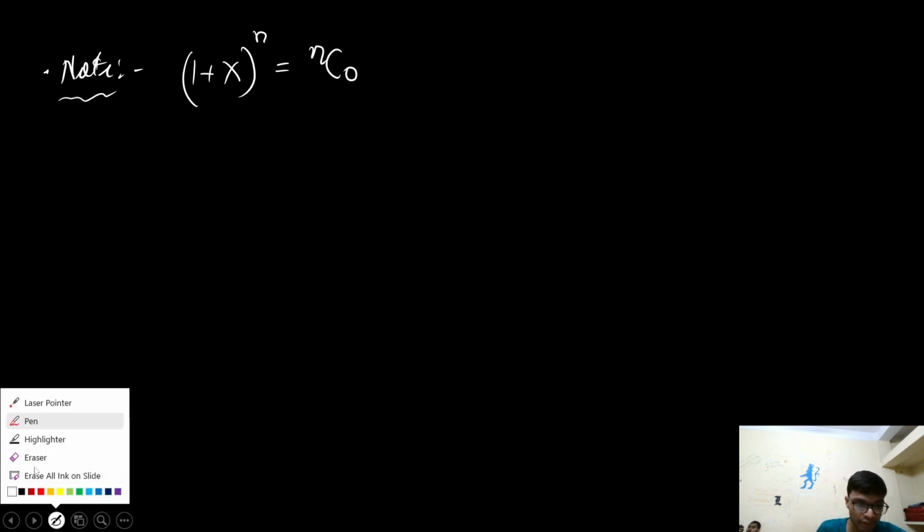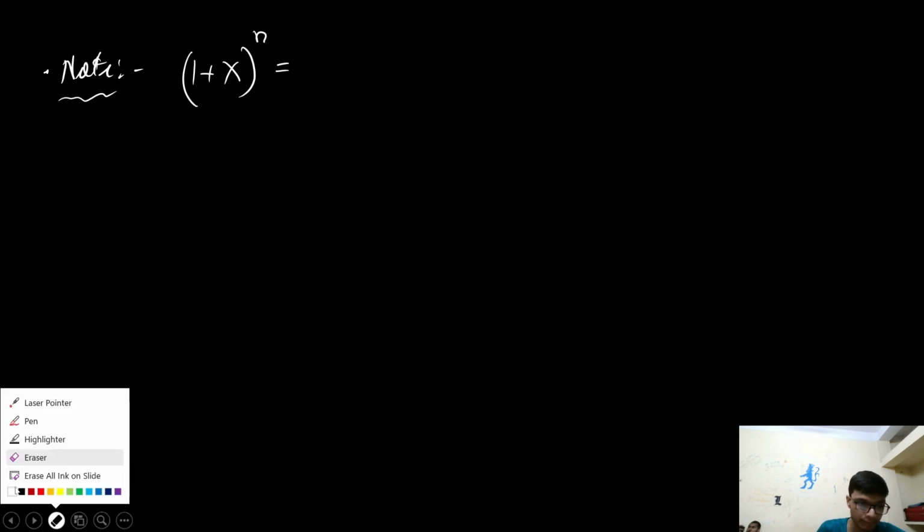So you have to remember this particular binomial expansion, 1 plus x की power n. It can be directly written as nc0, but we do not write it as nc0. Instead of this we write these terms as 1 plus n into x plus nc2 into x square plus nc3 into x cube and so on up to ncn into x की power n.